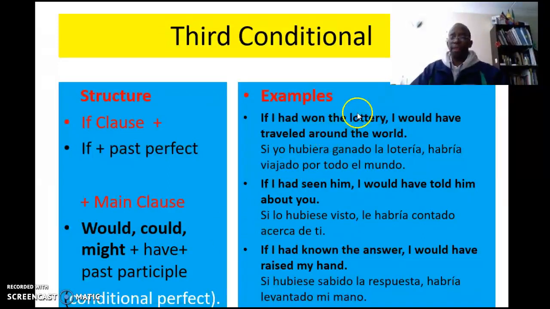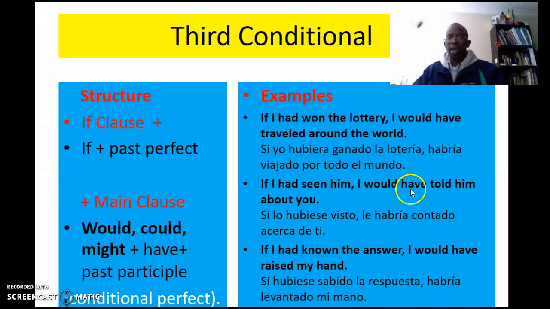Okay then. From there, we have some examples. If I had won the lottery, I would have traveled around the world. This presents a case that is already in the past, and that's why it will never be true, because I did not win the lottery. Then how will I travel around the whole world? It is impossible. That's why it is also a hypothetical situation. Again, if I had seen him, I would have told him about you. It means that I would have maybe gossiped or told him something about you, but since I did not see him, how could I have told him something about you?